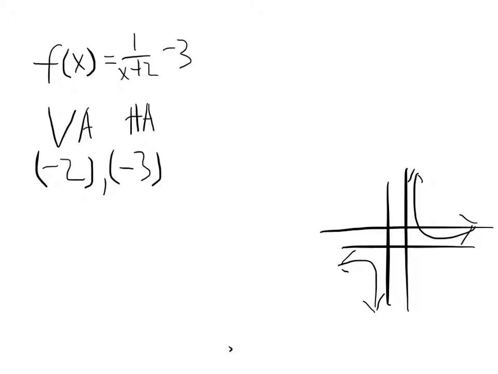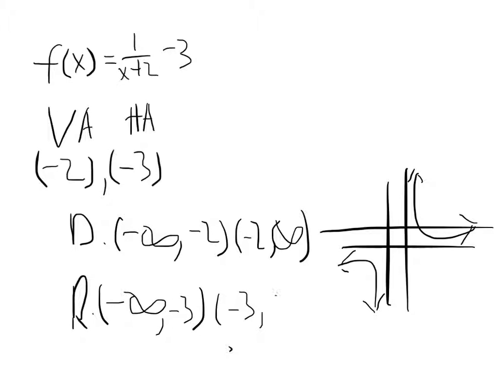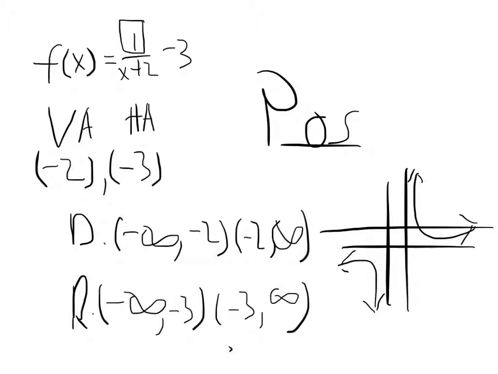We would next find the domain and the range. The domain is -infinity to -2, and -2 to infinity, while the range is -infinity to -3, and -3 to infinity. We will now determine if this graph is positive or negative. It is positive because there's a 1 and it is positive.